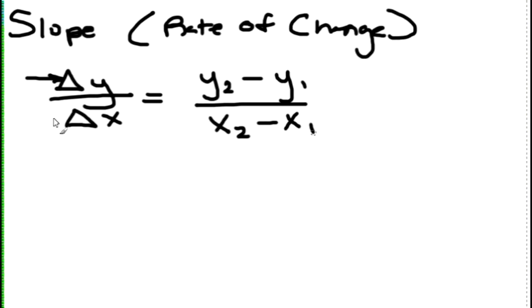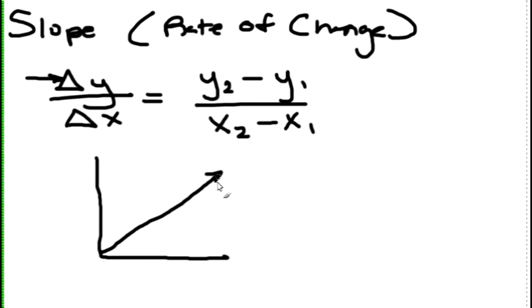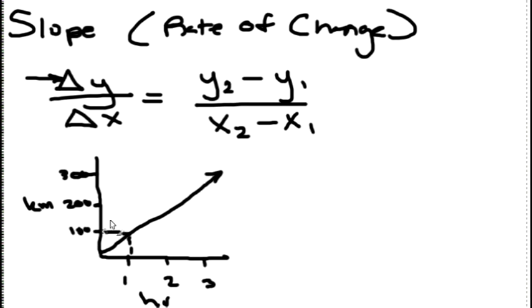So let's look at a little bit of an example. Let's say we have a graph like this, and the line is going like that. Let's say right here, that's 100, then up here 200 and 300. And this is 1, 2, 3. So this is hours, this is kilometers. So we have time and distance. As you can see, we have 100 kilometers in an hour, 200 kilometers in 2 hours.